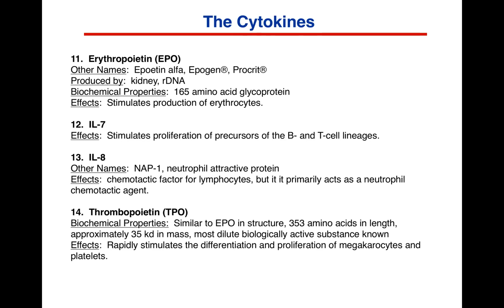IL-7 stimulates the proliferation of precursors of B cells and T cells, as we've seen. And IL-8 is a neutrophil attractant protein, and it induces lymphocytes to be attracted into areas where it's produced, such as areas of infection. And as I said before, thrombopoietin is similar to EPO in structure and is the most dilute biologically active substance that we've known of. It rapidly stimulates the differentiation and proliferation of megakaryocytes and platelets. In fact, one of the key works to identify it was done down the road at the Mayo Clinic, in a collaboration between the Mayo Clinic and Genentech.